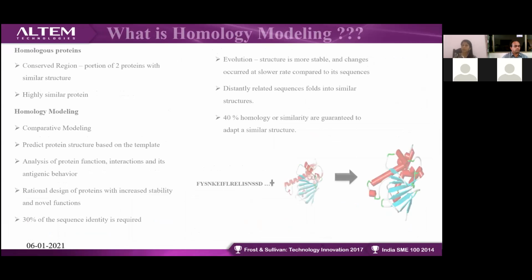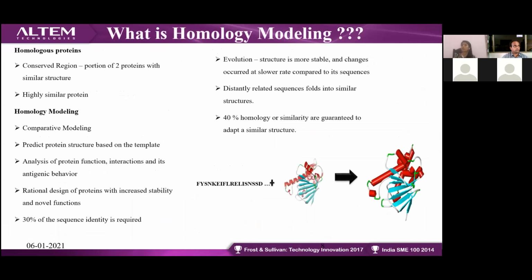And before we start with that, you should know what is homology modeling, and its basic steps. Say for example, you have two homologous proteins. Homologous is nothing but you will be having two similar proteins, and you need to check for the conserved region. I mean, if you check for the portions, it will be similar. So you have a sequence A and sequence B. Both the sequences contain similar sequences. That is called a portion of two proteins with similar structure, and those will be highly similar proteins. Those are called homologous proteins.